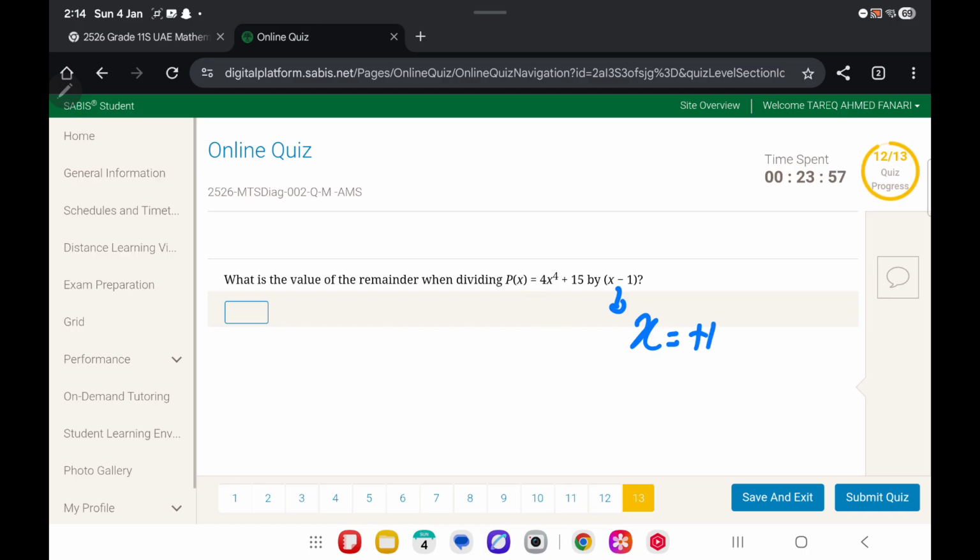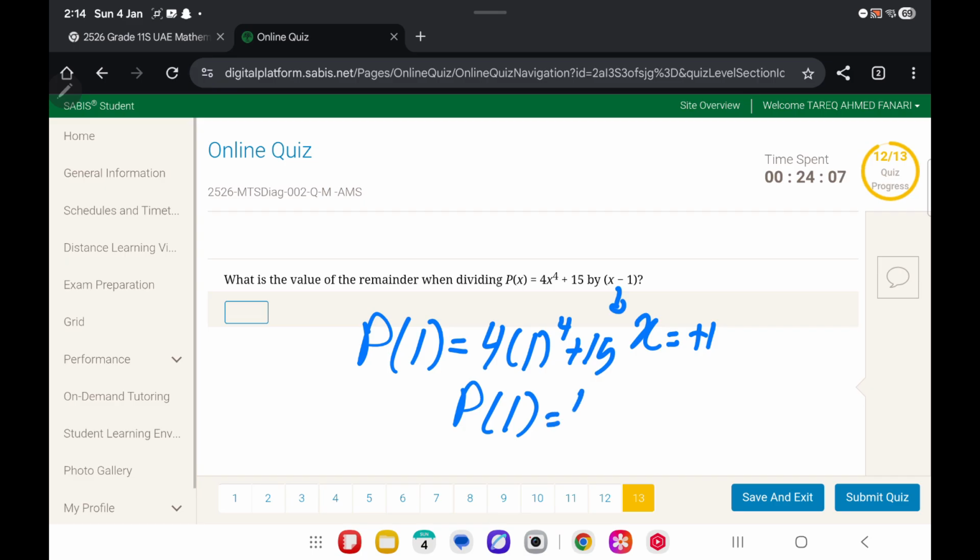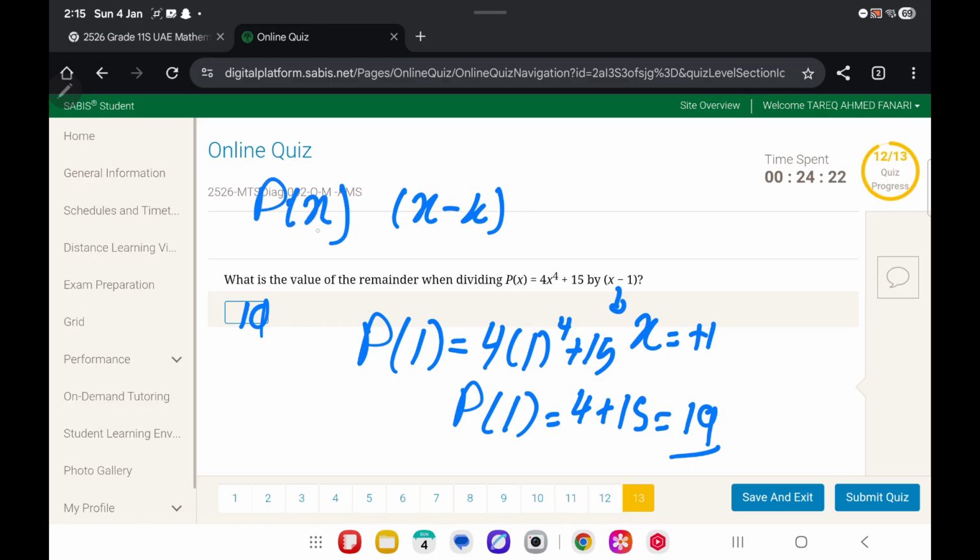Okay, I'm going to substitute it in this. So, p of 1 is equal to 4 times 1 to the power of 4 plus 15. P of 1 is equal to 4 plus 15 equals 19. Done. This is my remainder. This is something called the remainder theorem. So essentially, if you want to divide p of x by x minus k, then p of k will give you the remainder. This is the rule for this one.